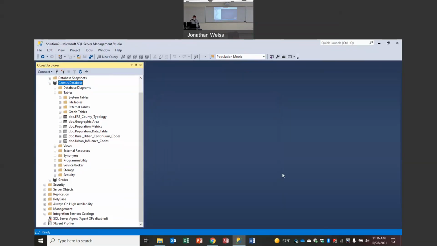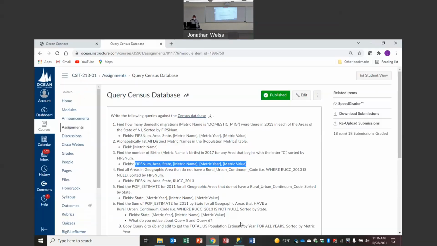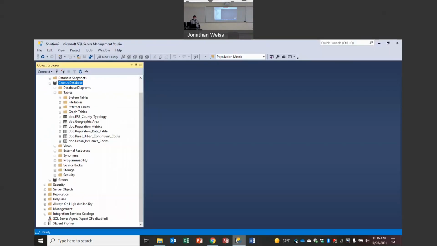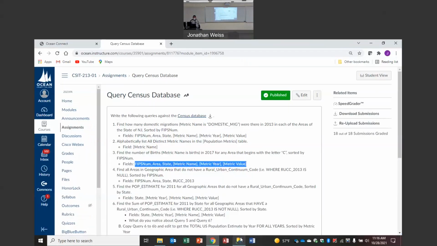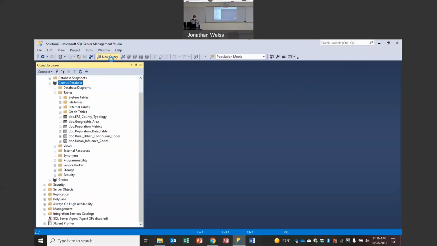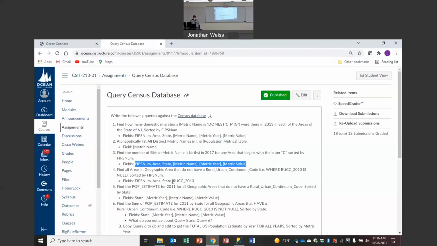Okay, so that was number 3. Now we get into some of the fun ones. Number 4: find all areas in geographic area that don't have a rural-urban continuum code. So, this one I might have confused you a little bit, and if I did, I accepted multiple answers for this one. But the easiest thing to do here, you will build a new query. Once again, I gave you these fields. I thought that was a real shortcut, but not really. So we'll copy these fields again, because we're going to use them in our select statement.